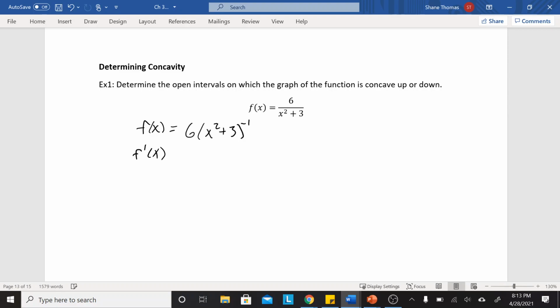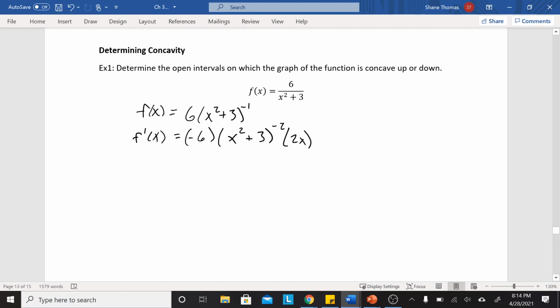Let's find the derivative of this. f prime of x is equal to negative 6 times (x squared plus 3) to the negative 2. All I did was use u substitution here, and then inside the parentheses the derivative would be 2x. So let's rewrite this with positive exponents. I have negative 12x over (x squared plus 3) squared. So that would be the first derivative of this.